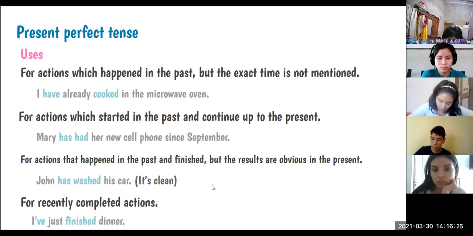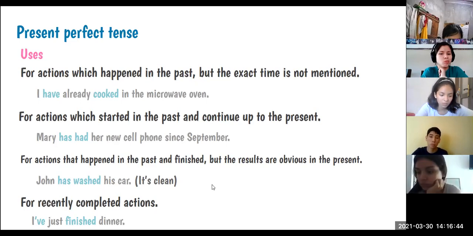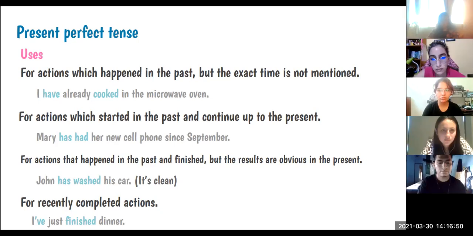Okay, let's start with the first one. It says for actions which happen in the past, but the exact time is not mentioned. Do you have any example? You can raise your hand if you have an example about the first one. Any ideas?